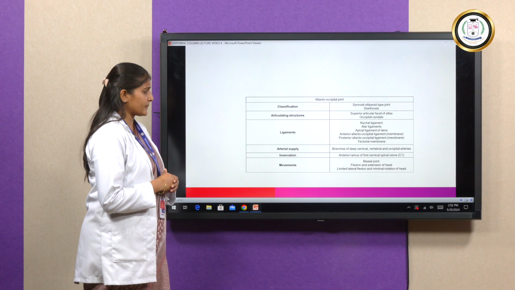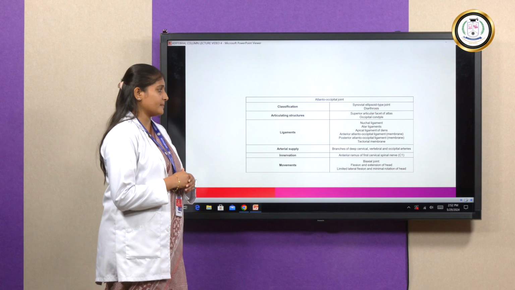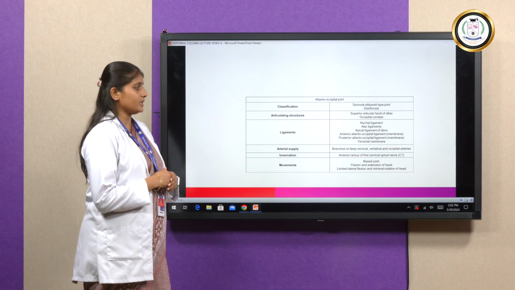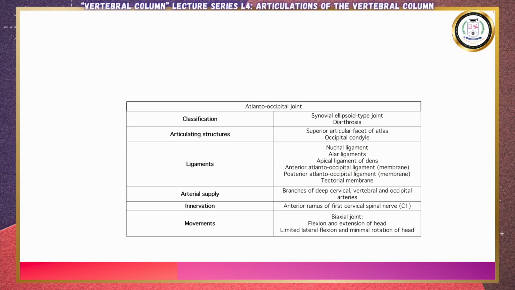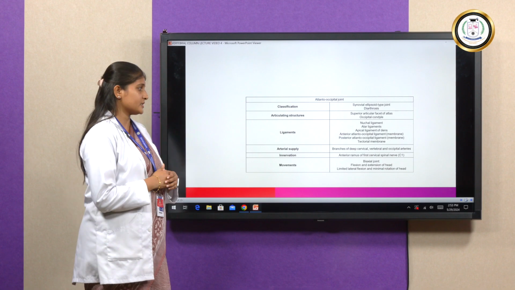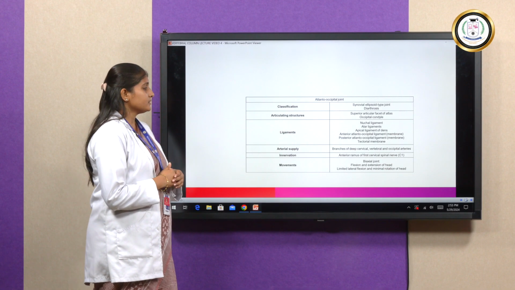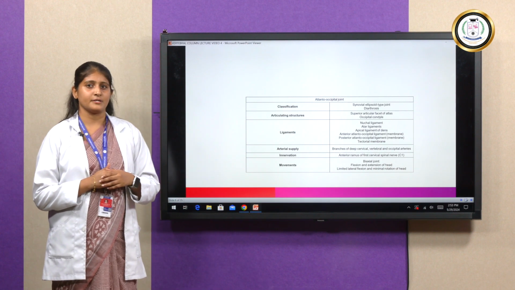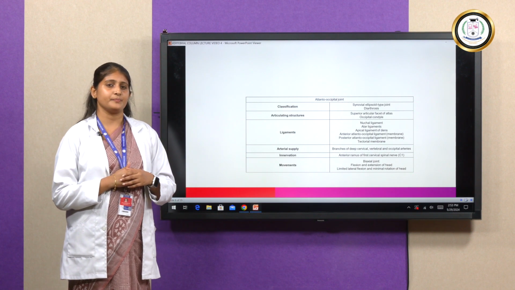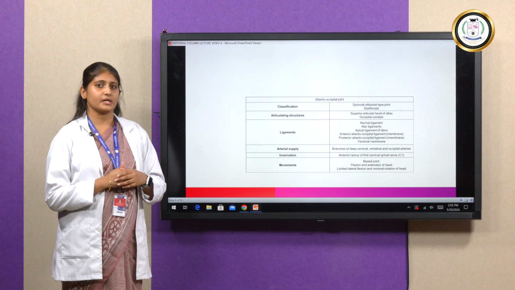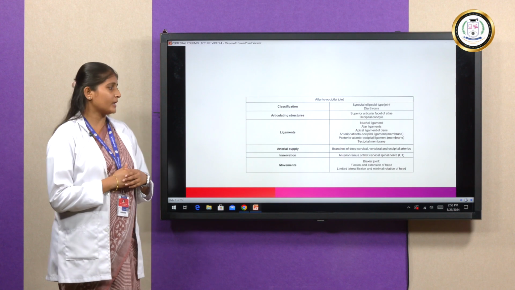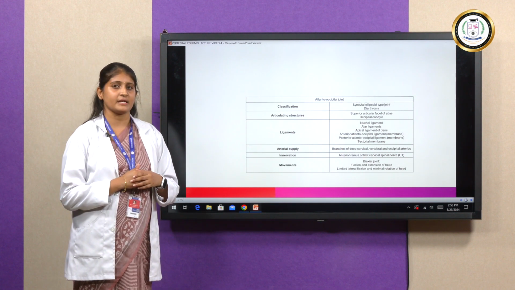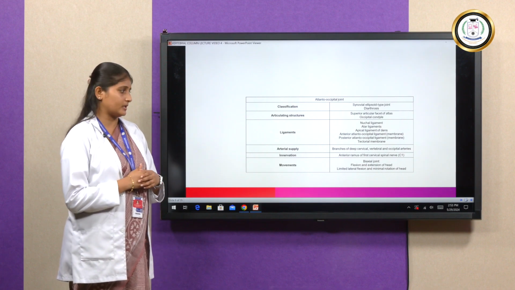Next comes the blood supply. This joint receives blood supply from the deep cervical, vertebral and occipital arteries. And next, the nerve supply. It receives innervation from the anterior ramus of the first cervical spinal nerve, that is, C1. Coming to the movements, this joint has limited movement which helps in the nodding of the head, and it also assists in flexion and extension of the entire cervical region.